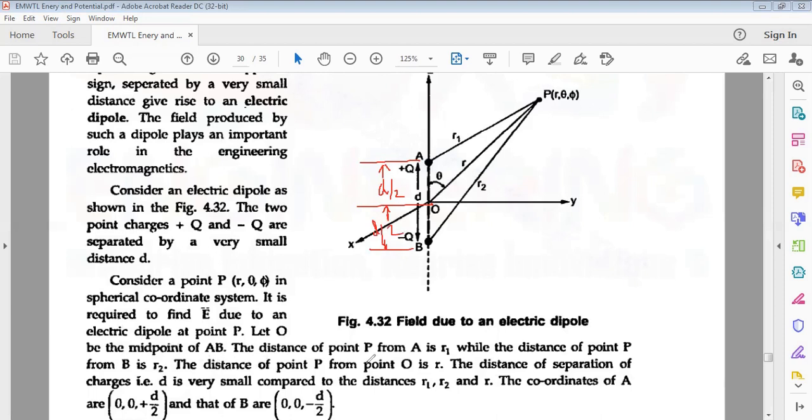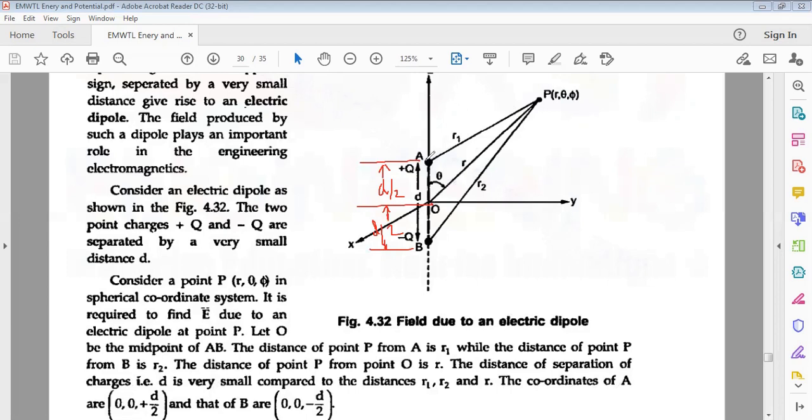The distance from A to the point P is R1, the distance of the point P from B is R2, and the distance of point P from the origin is R. The distance d separating the charges is very small compared to R1, R2, and R. Compared to R1, R2, and R, the distance from A to B is very small.